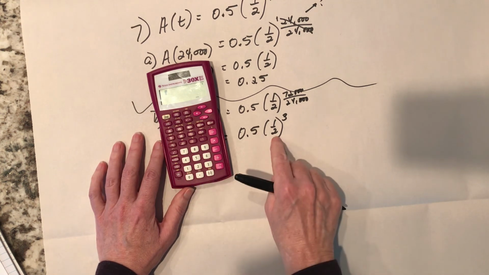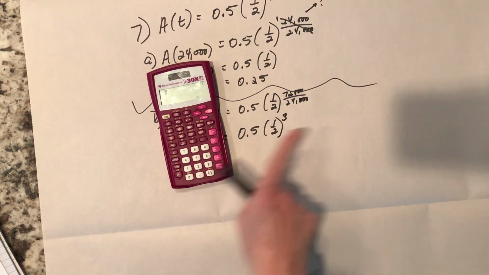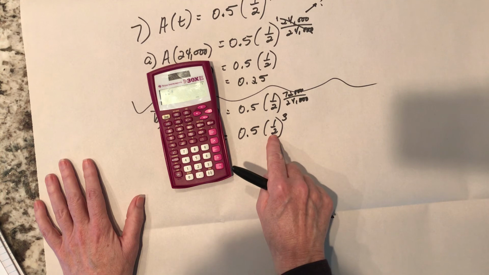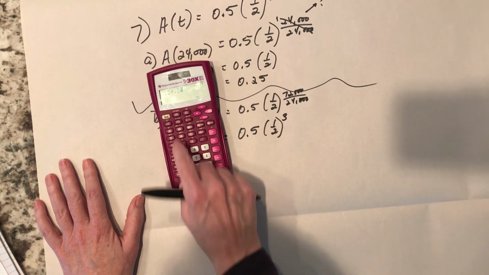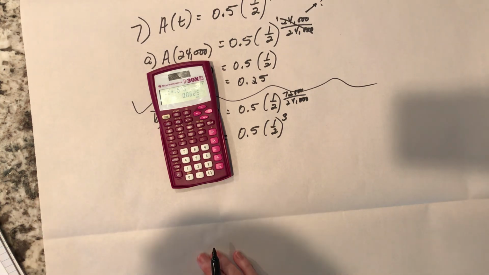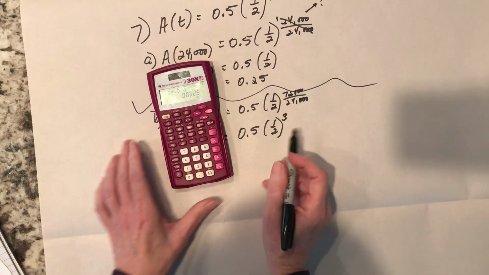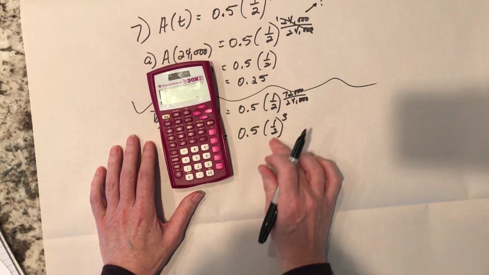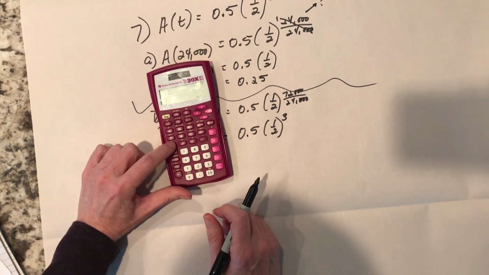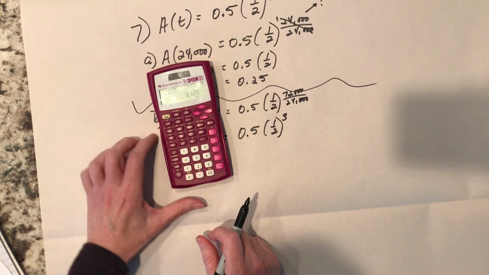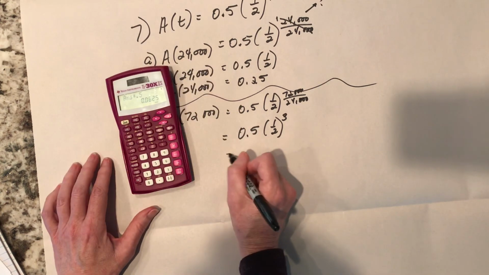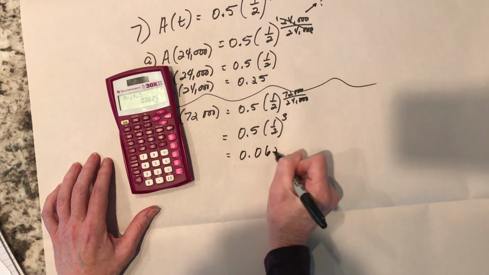I kind of prefer to show you how to back up, but you can go straight forward. You can go 0.5 times, and then this is a half also. So 0.5 raised to the third power, and you'll get 0.0625. That's the answer. But I'm kind of a fan of backing up. So I want to do half to the third power. We know that 0.5 is the same thing as half. Raised to the third power, and I get 0.125. Then times 0.5, backing up here. We get the same answer. You do it the way that makes most sense to you.